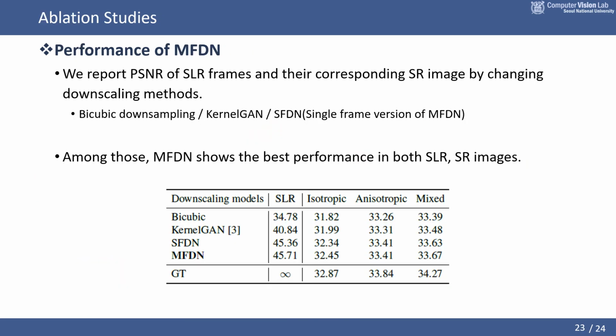To check the power of MFDN, we compare the SR results with other downscaling methods: BK21 downsampling, KernelGAN, and SFDN, which is a single image version of MFDN. The results table indicates that not only does MFDN itself make more accurate SLR frames than any other method, the SR results of the VSR algorithm are also better when jointly training the VSR network with MFDN.